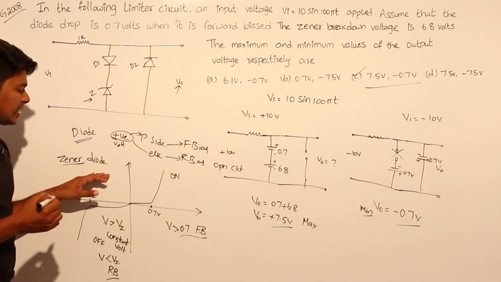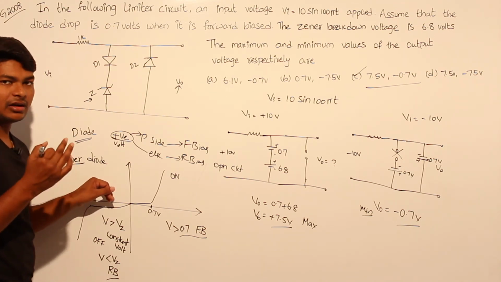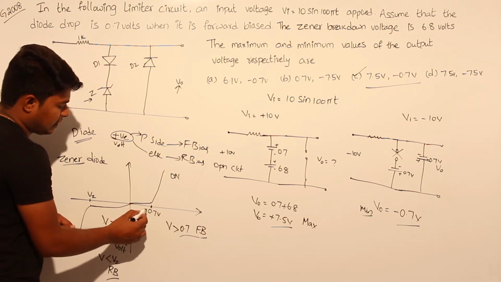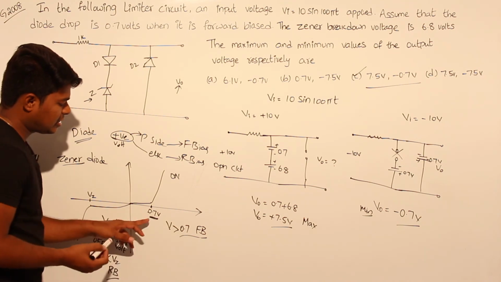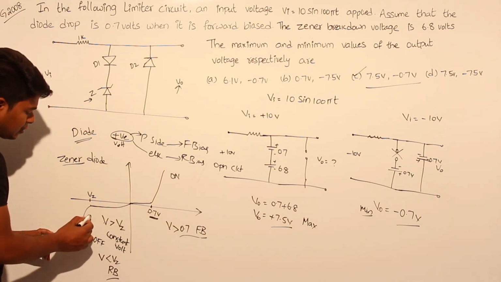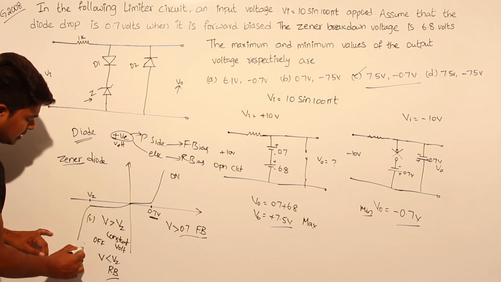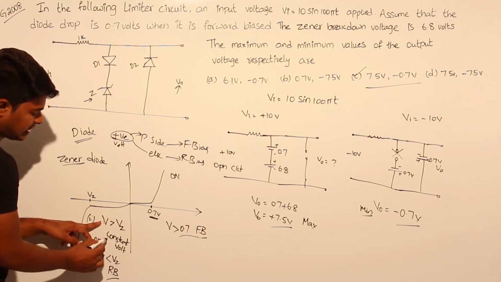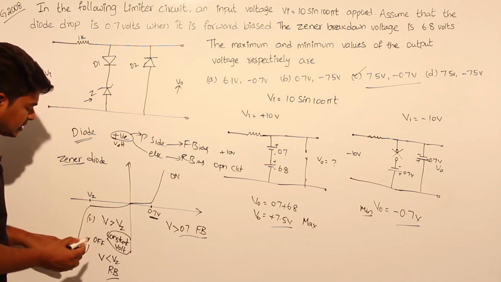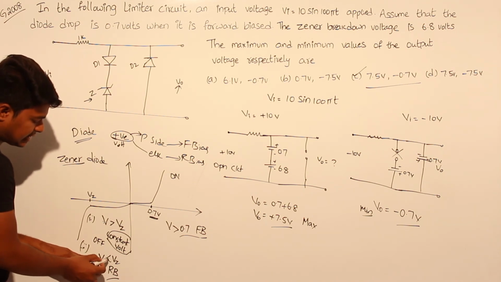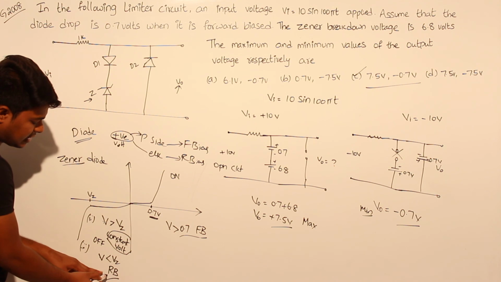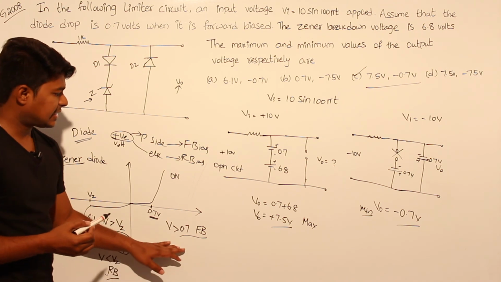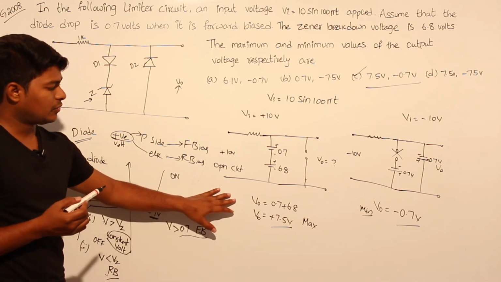Now coming to the Zener characteristics, there are three cases here. The first case is forward bias, on state, where it will maintain a voltage of 0.7 volts. The second case is categorized into two. Whenever the applied voltage is greater than the Zener breakdown voltage, it maintains a constant voltage. Otherwise, whenever the applied voltage is less than the Zener breakdown voltage, it will be in reverse bias condition. Whenever any diode is in reverse bias condition, it acts as an open circuit. This is how we can solve this question.